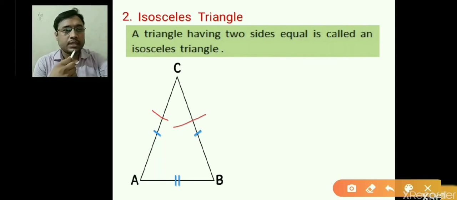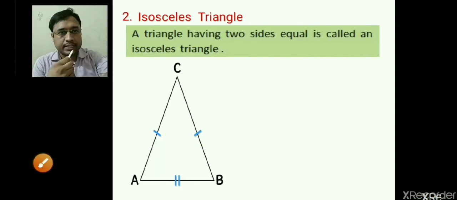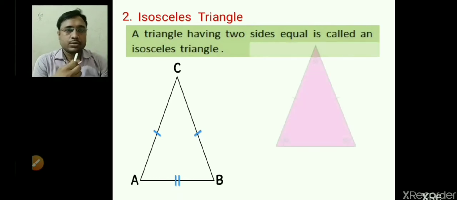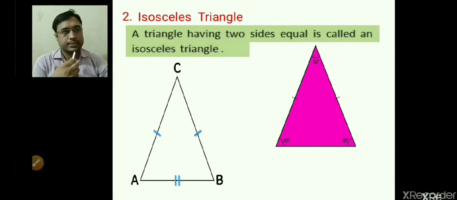AC and BC are the equal sides, and AB is the third side, which is not equal to the other two sides. So here AC and BC are the two equal sides that I have shown, and the equal sides are called the legs, and the third side is called the base. Here in this figure you can see these two sides are equal.